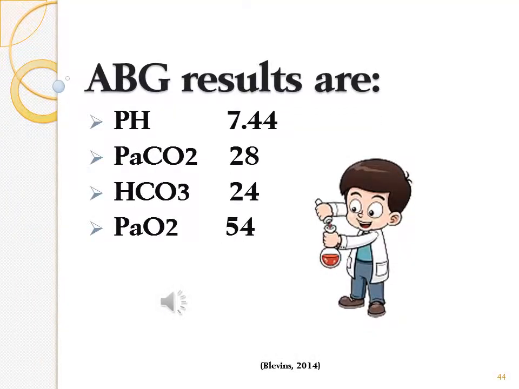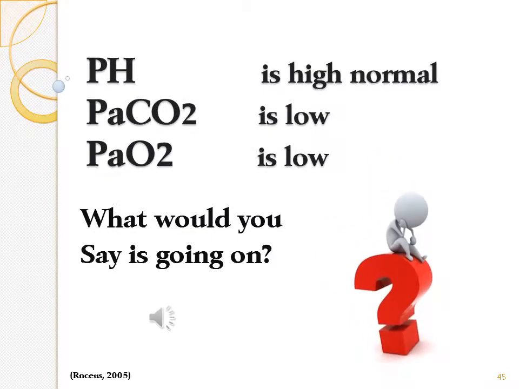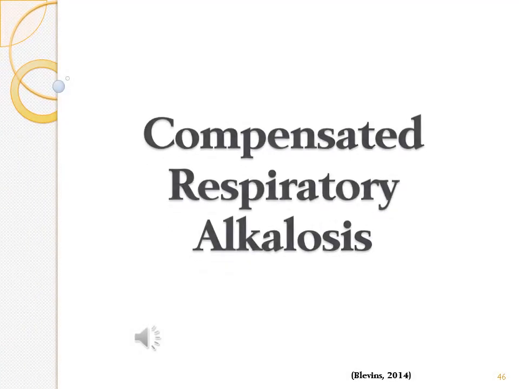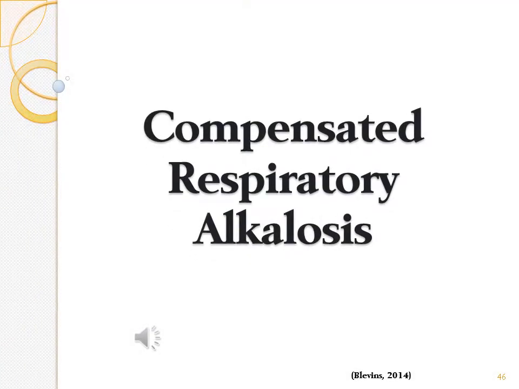These are her ABG results. Based on these, what would you say is going on? Her pH is normal, but it's high normal. PaCO2 is low, PaO2 is low. What does this look like? She's in compensated respiratory alkalosis.